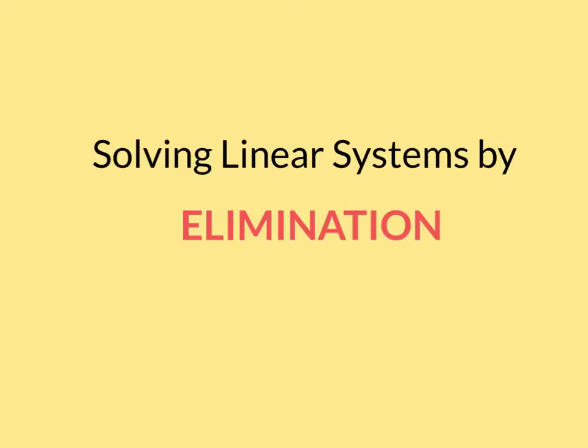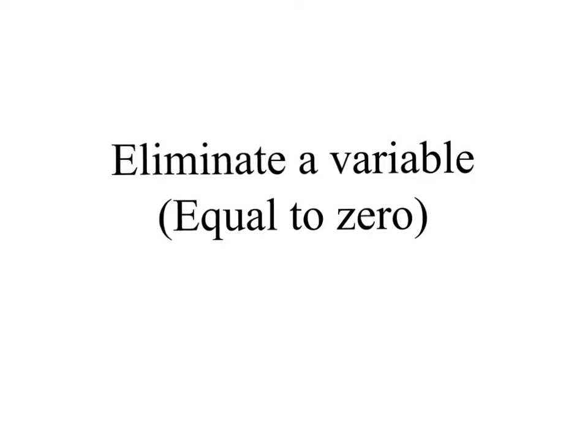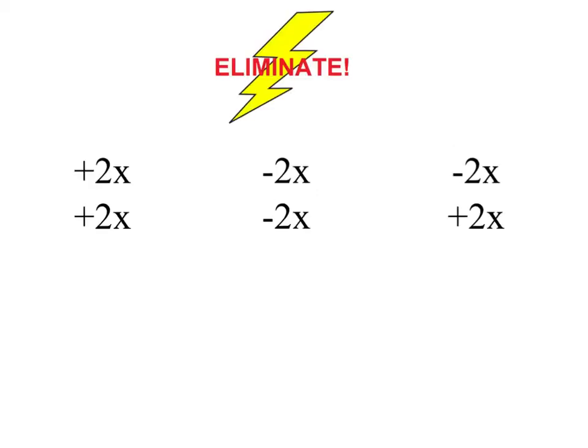In today's lesson, we are going to solve linear systems, meaning find the point of intersection, by elimination. A big part of elimination is getting rid of a variable, meaning you want to make it equal to 0. So let's practice that here. We're basically going to eliminate these variables and make it equal to 0.